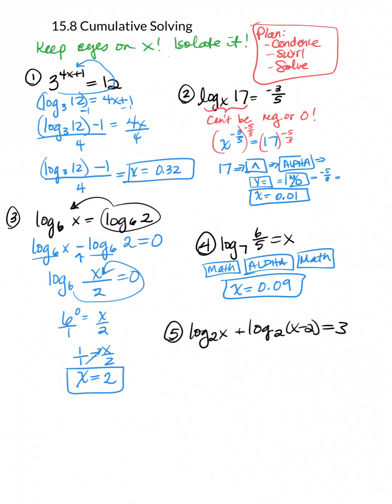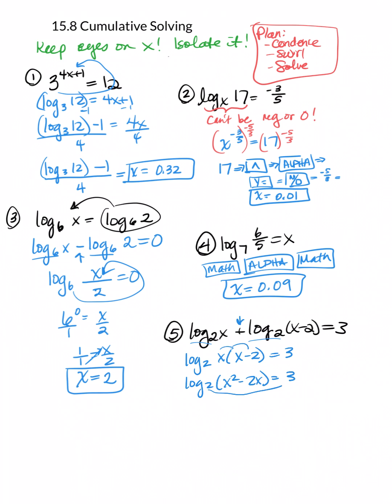All right, look at number 5. What strikes me first is there's 2 logarithms, but they have the same base. That means I can condense. There is a plus sign, so that means I'm going to be using my product rule. So I just multiply them. So it's going to be the log base 2 of x times x minus 2 equals 3. All right, so I'm going to go ahead and distribute my x here. Log base 2 of x squared minus 2x equals 3.